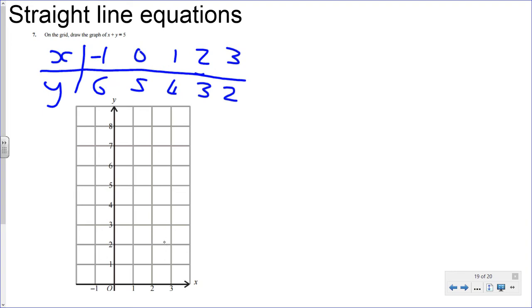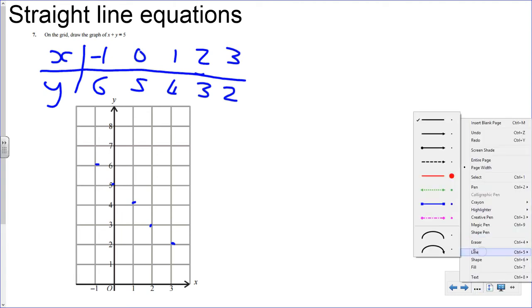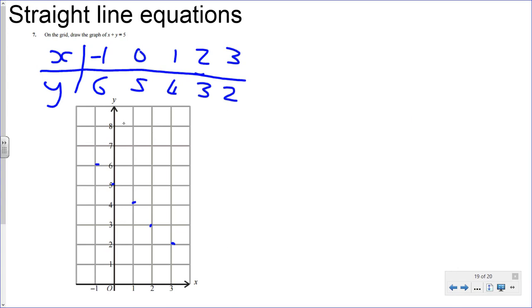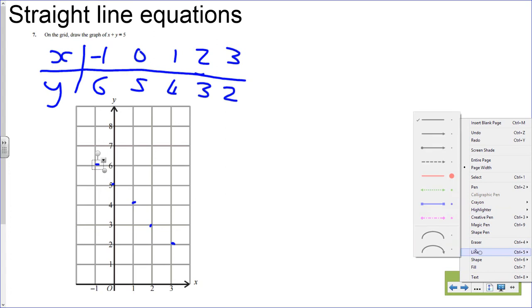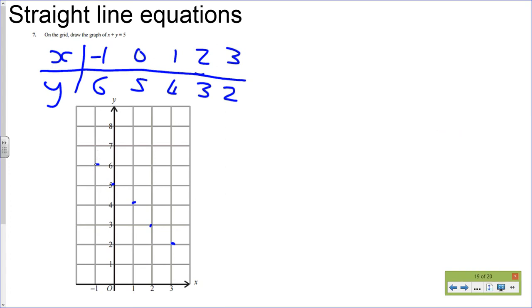So first of all, I'm going to plot the point 3, 2. There we go. 2, 3. And then 1, 4. And then 0, 5. And then -1, 6. And notice they've appeared in a straight line together. If they didn't appear in a straight line, or I just have maybe the odd coordinate out of place, then I'd come back up to the top here and check that my numbers were correct. The final thing I must do here is join these up with a ruler to get my final mark there. Okay, there we go.